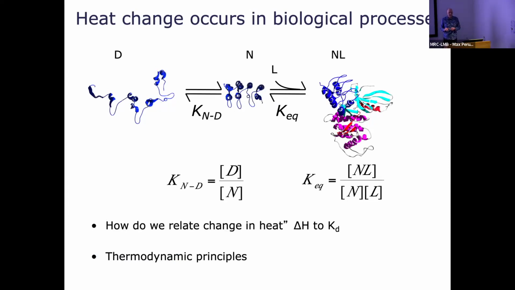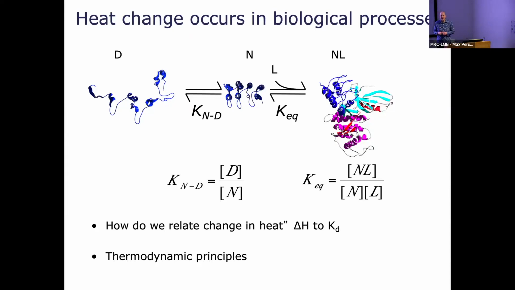So the reason why calorimeters are so good at looking at lots of different systems is because heat's a kind of universal change that occurs in biological processes. So you can imagine there on the top, you've got folding, then you've got binding as well. And associated with these processes, there is equilibria here and here. So how do we then measure this? How do we relate this heat to the binding constants?